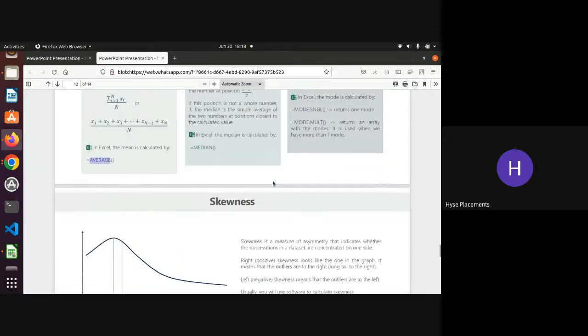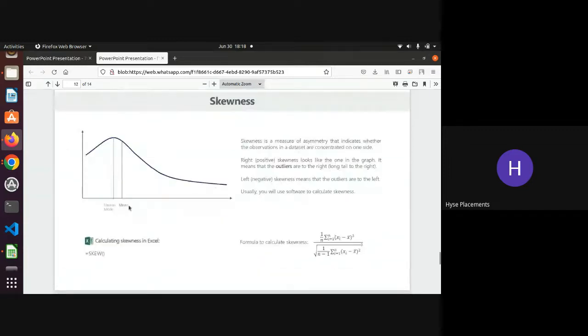So it's very simple. About skewness, I was talking about this yesterday. If the skewness is towards the right, that is, if the skewness is positive, that means the outliers are always towards the right.